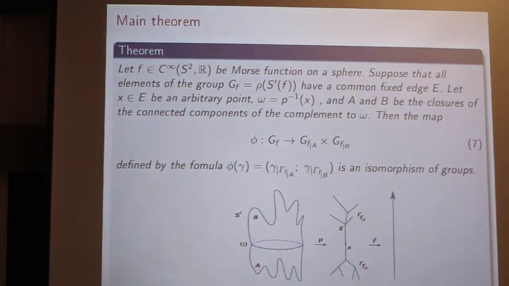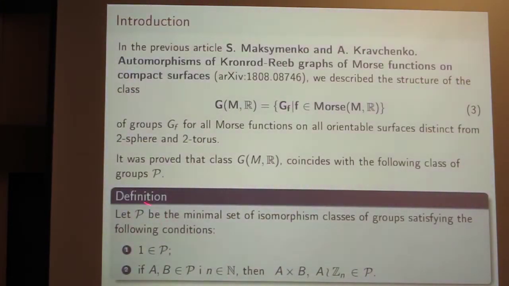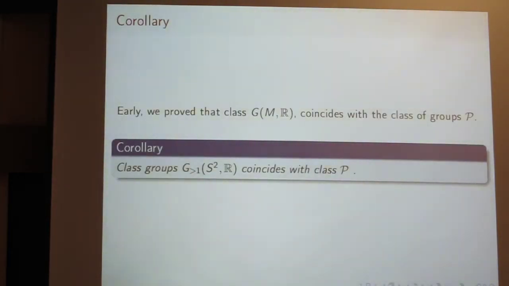So the problem reduces from the sphere to disks, and for disks we proved this in a previous paper. That was class P, which I showed. And if the set of fixed points has a fixed edge, then that group also belongs to this class, as a product of groups. Here we prove that the class GMR coincides with the class of groups P. As a consequence of this theorem, we have the next corollary: the class G greater than 1 coincides with class P.